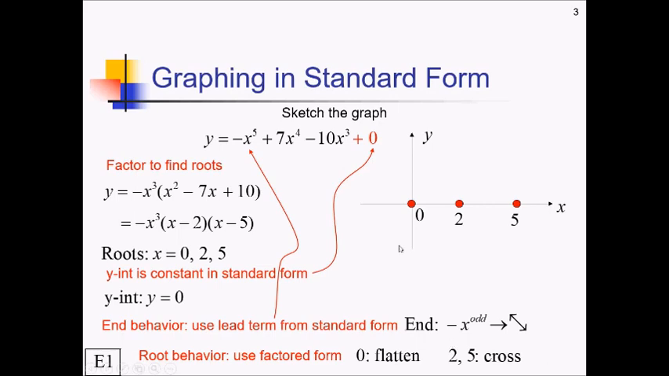All right, putting it all together. We're starting above the x-axis, ending below. So starting up here, we flatten through 0, go down and cross 2, come back up, come down, cross 5, and we end below the x-axis right where we should.